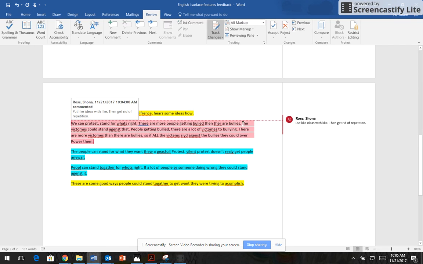Now I'd compare to the next idea. The victims could stand against that. That's a new idea. People are getting bullied. That's repeated. I'm going to delete and see how it crosses it out. That way I can still see it when I track changes in case I want to go back and edit and use an idea. I don't have to worry about it being lost.